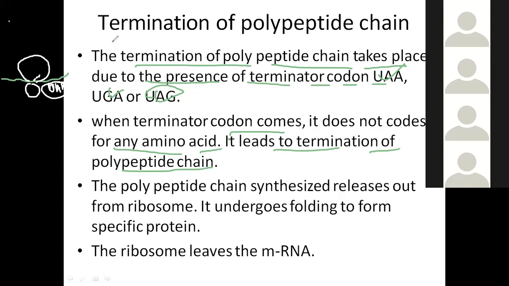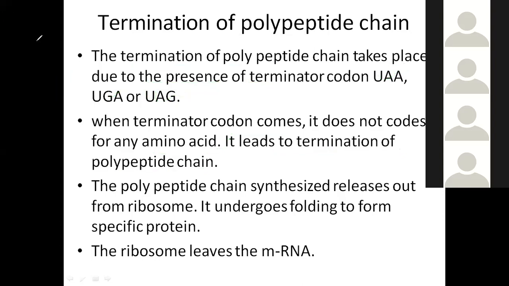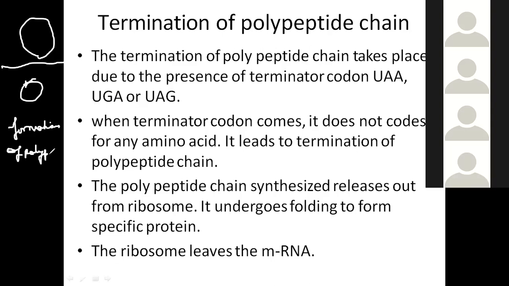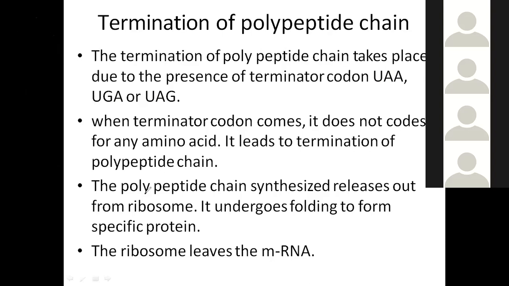Both subunits of the ribosome get detached. The large subunit and small subunit both get separated. Ultimately, the polypeptide chain is released. Why release? Because the two subunits of the ribosome detach from the mRNA. So in this way the polypeptide chain is released from the ribosome, and it stops the translation phenomenon.